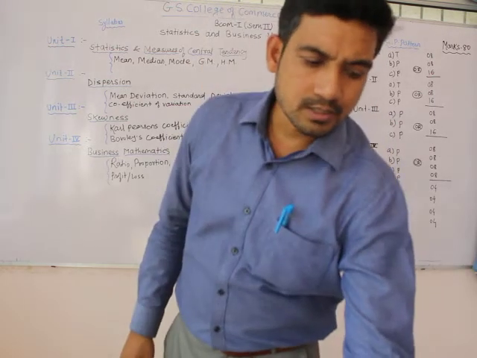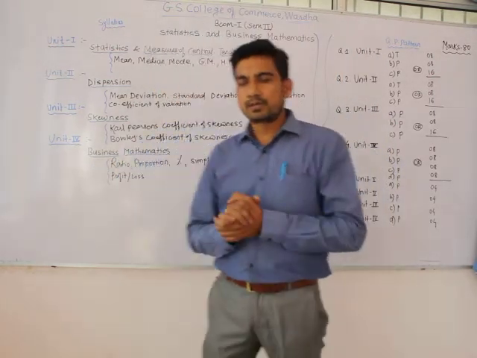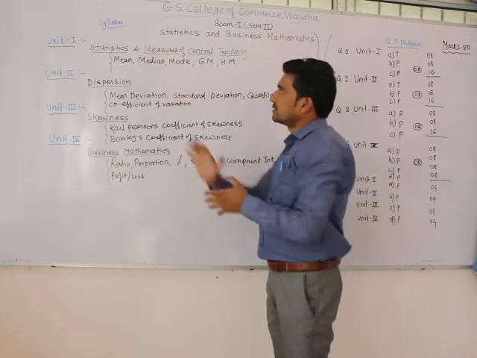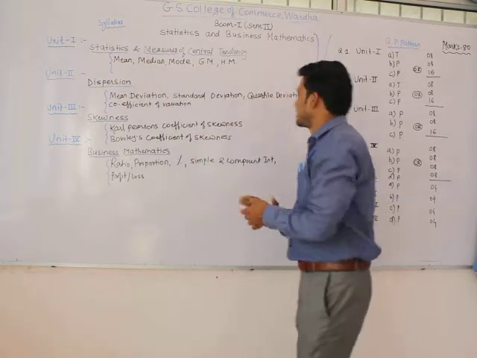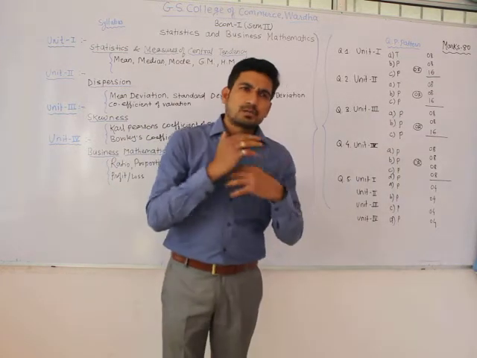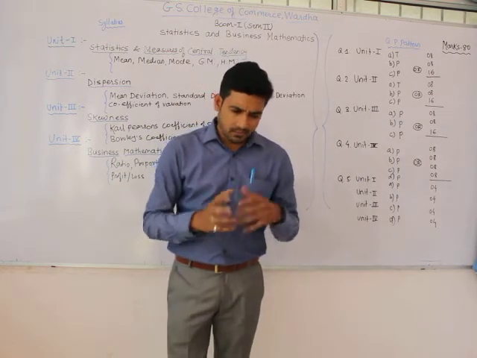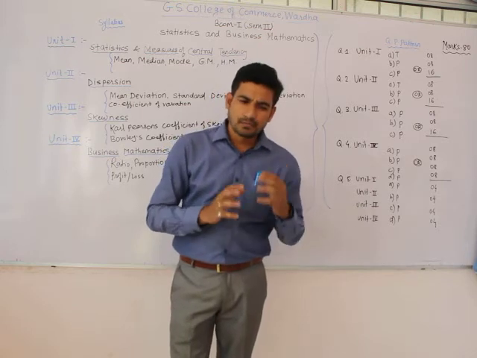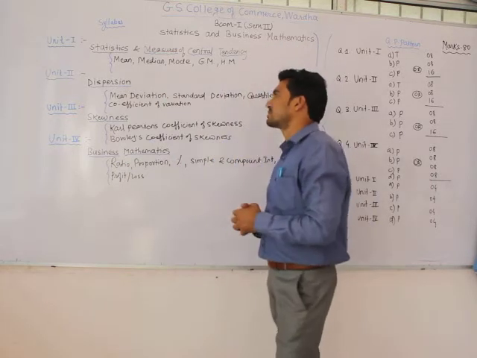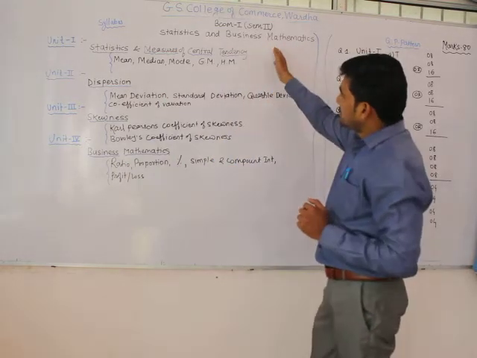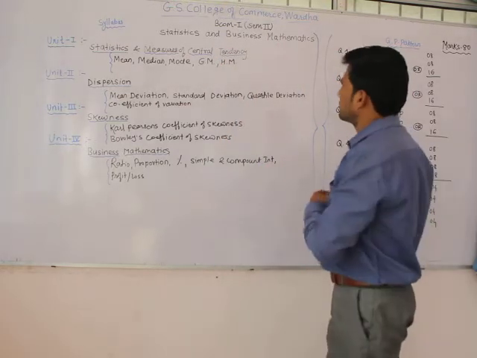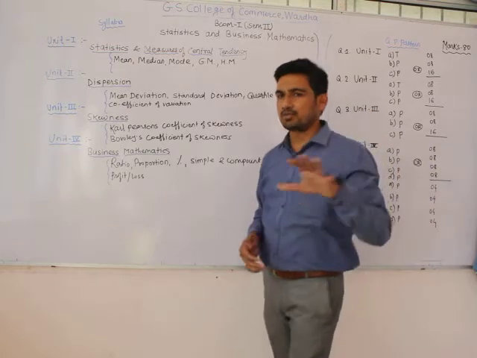There are 4 units in this particular syllabus. On this side I have given the syllabus, and on this side we have the question paper pattern. Before discussing the syllabus, first we will see what statistics is, what the importance of statistics is, and why business mathematics is included in statistics. Then we will discuss the syllabus and the question paper pattern, and from the next lecture we will start the actual syllabus.